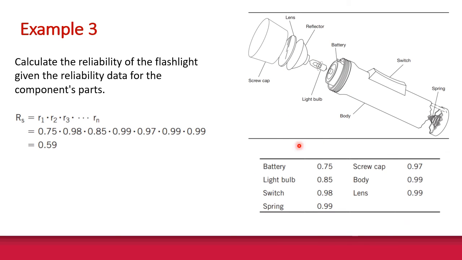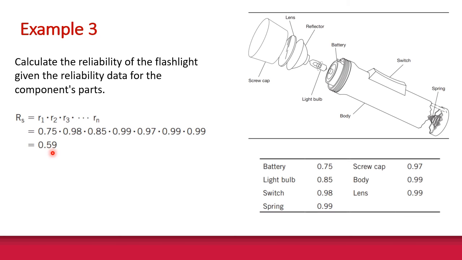So if we're told what the reliability of each individual component is, the reliability of the entire flashlight is just the product of each of these individual reliabilities. So we can just simply multiply 0.75 by 0.98 by 0.85, just multiply all these together, and you can get a product reliability of 0.59.